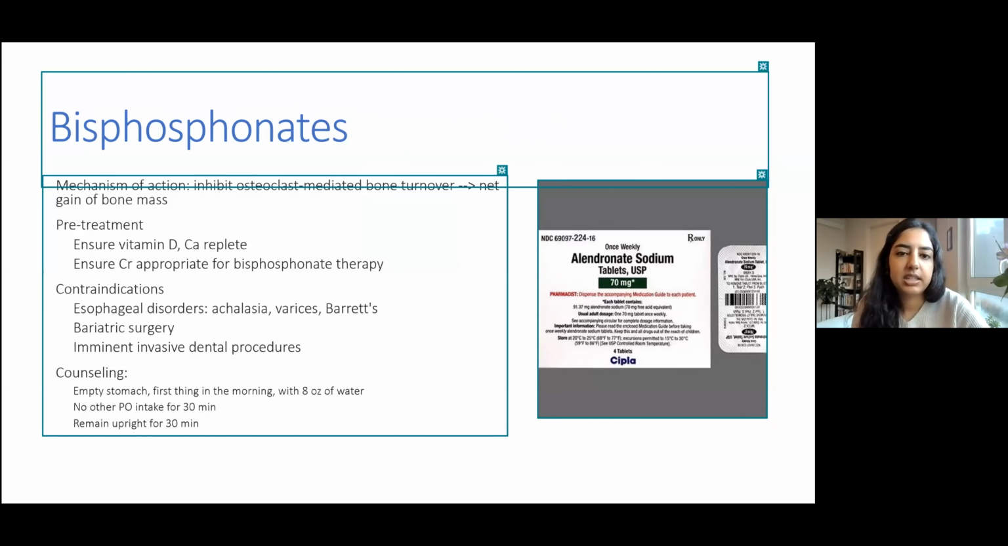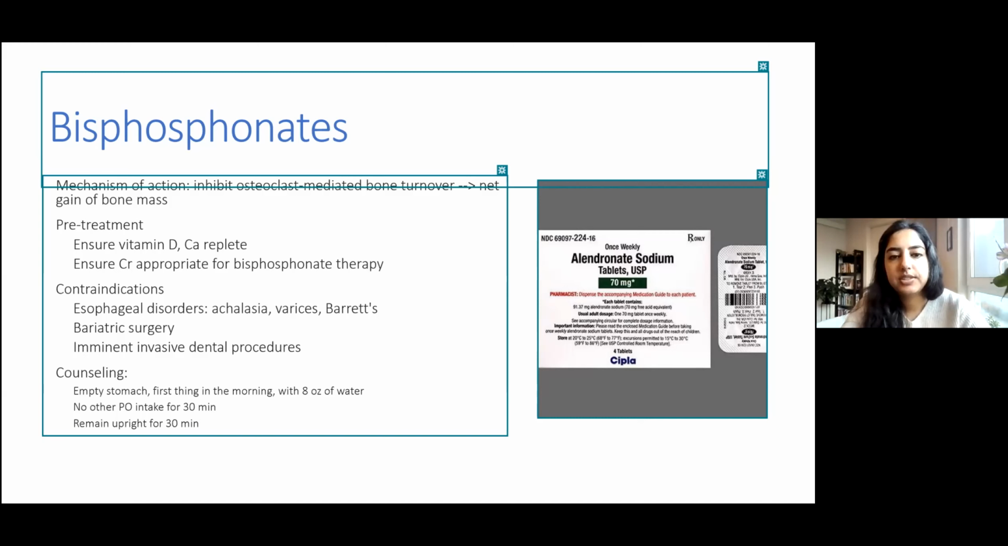So bisphosphonates. This is the workhorse of osteoporosis medications. All of us are prescribing alendronate for our patients, and that's for a reason. The mechanism of action for bisphosphonates is that they inhibit osteoclast bone turnover, which results in a net gain of bone mass. So you basically get in the way of osteoclasts resorbing bone.